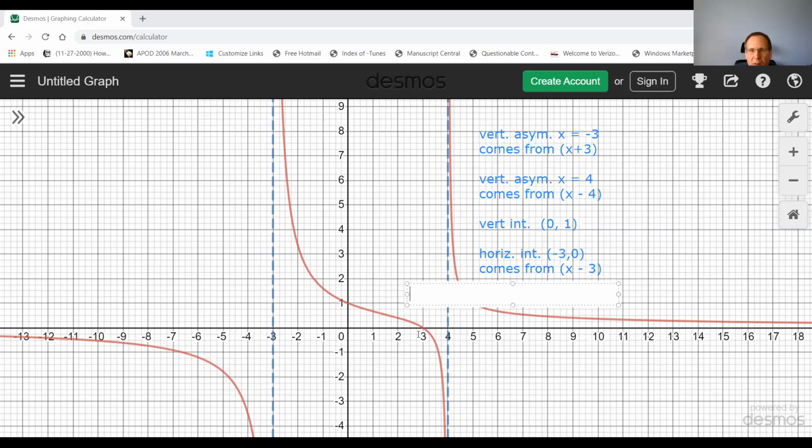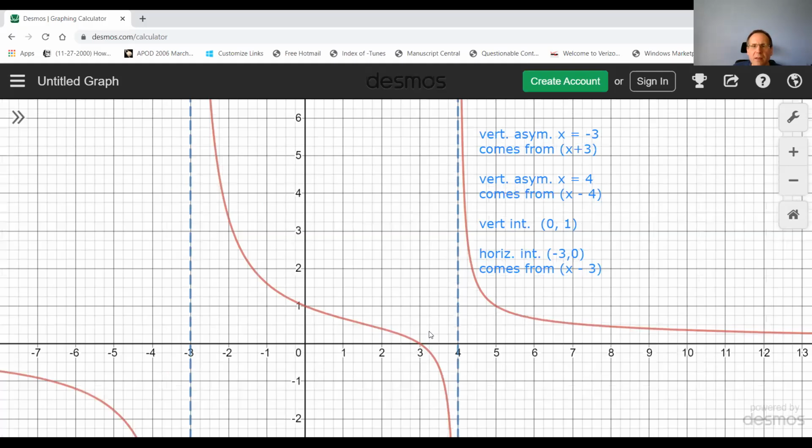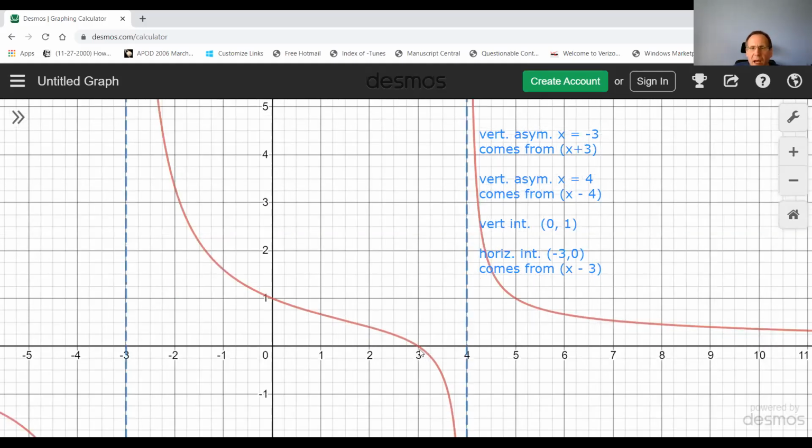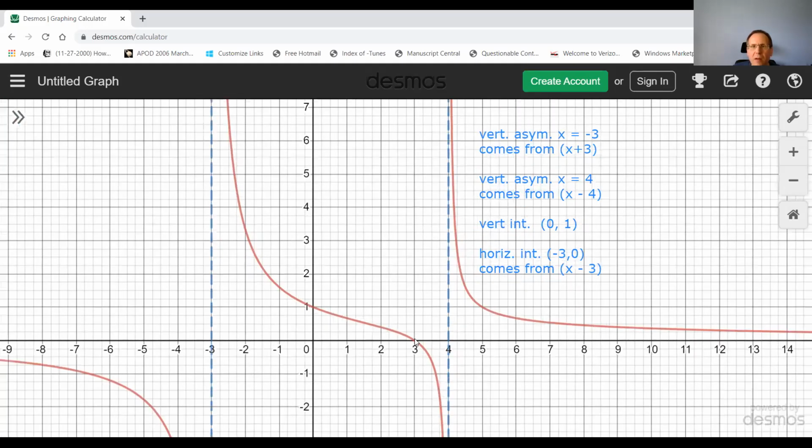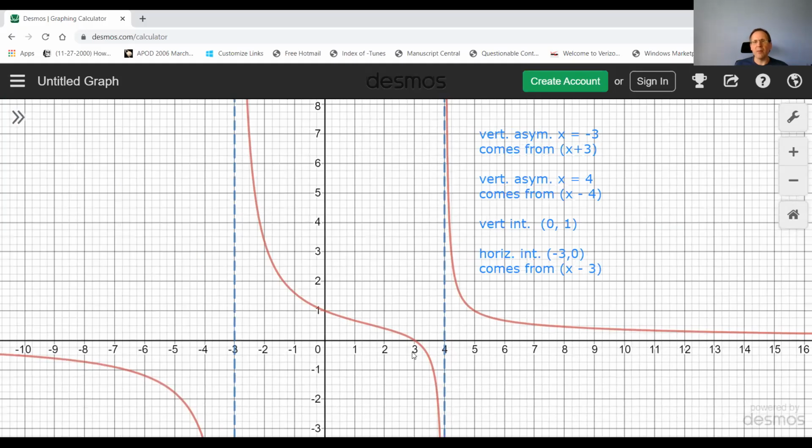If I zoom in on this, it looks like a line going through, right? It just looks linear. So that means the exponent here on the x minus 3 must be a 1, right? If it looked like a parabola, if it just touched and bounced off, then it would be a 2. And if it looked like a cubic where it gets flat and goes back down, then it'd be a 3. Remember, we're only going to deal with 1, 2, or 3 for these horizontal intercepts.